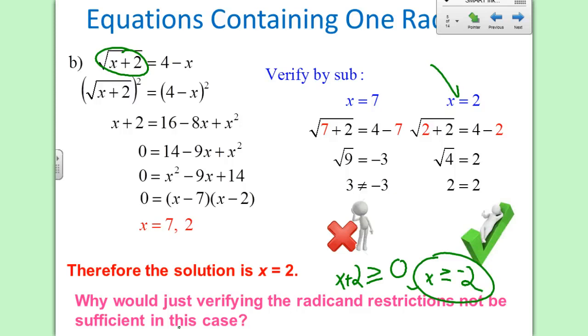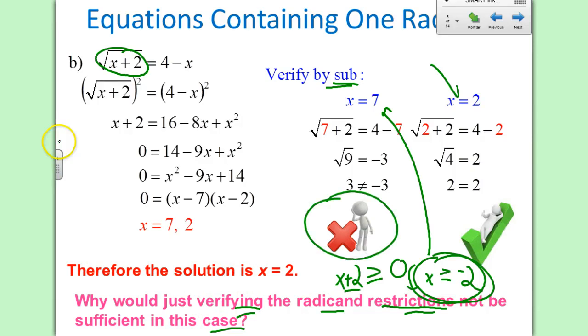But notice that x equals 7 worked in terms of the restriction. So why would just verifying the radicand with the restriction not be sufficient? Because x equals 7 works with the restriction on the variable, but it doesn't actually work when you substitute. So verifying by substitution is essential. You have to verify by substitution. You can't just look at the restriction and say, oh, they're both bigger than minus 2, I should be fine. No, as you can see, that one doesn't work, okay?